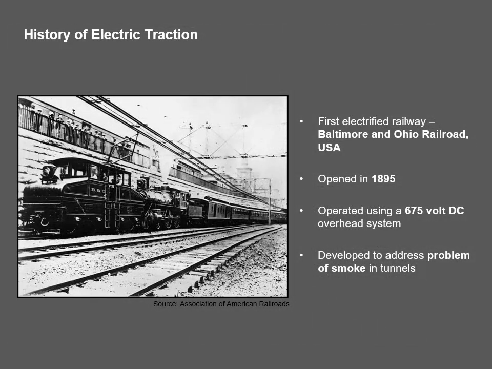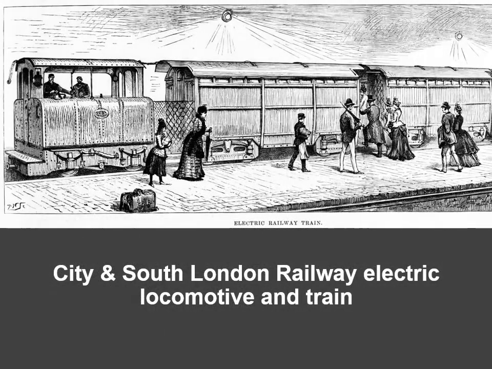The first electrified railway was the Baltimore and Ohio Railroad in the US, and it was opened in 1895. It was operated using a 675 volt DC overhead system, and it was developed to address the problem of smoke in tunnels. Electric locomotives were also used on the London Underground. For example, the City and South London Railway used electric locomotives when it was opened in 1890.